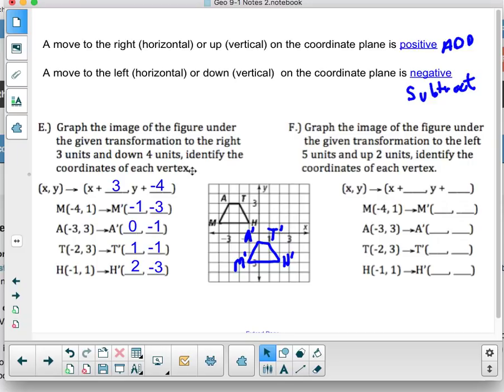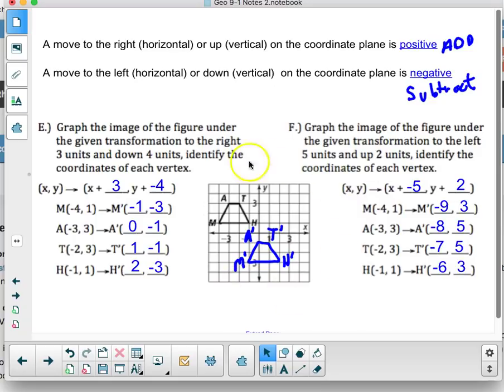Go. You should have been able to come up with a rule, knowing that left and right are x's, and up and down are y's. Remember, left is subtract and right is add on the x, and up is add and down is subtract on the y's. So we subtract 5 because I'm going left, and add 2 because I'm going up. Negative 4 minus 5 is negative 9. Negative 3 minus 5 is negative 8. Negative 2 minus 5 is negative 7. Negative 1 minus 5 is negative 6. Then 1 plus 2 is 3, 3 plus 2 is 5, 3 plus 2 is 5, and 1 plus 2 is 3. So those should have been the points you came up with.